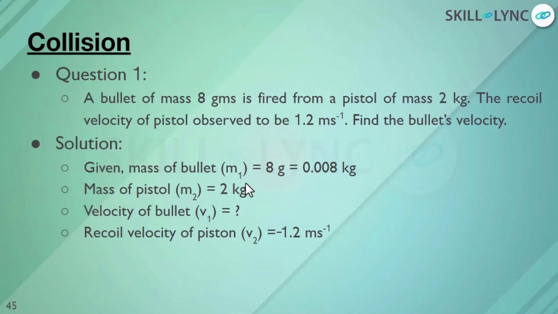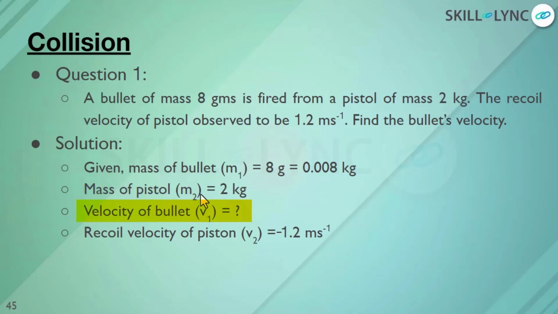Here we are writing the given conditions of the question. Mass of the bullet, let us consider it as m1, is 8 grams. Since we are using SI units in numericals, we need to convert 8 grams into kgs. The conversion factor is 1000 grams equals 1 kg. So if 1000 grams is equal to 1 kg, then 8 grams would come to 0.008 kg. Similarly, the mass of the pistol, which we represent by m2, is provided in the question as 2 kg.